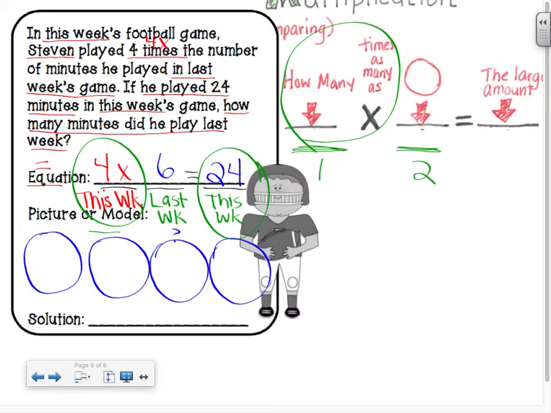So anytime we want to draw a model or a picture, the easiest is just circles and dots or circles and towers. So there's 4 groups. How many are in each group? William? 6 in each. Look how simple. 1, 2, 3, 4, 5, 6. 6 in each. Go ahead and do that. Okay? Boom. Done.